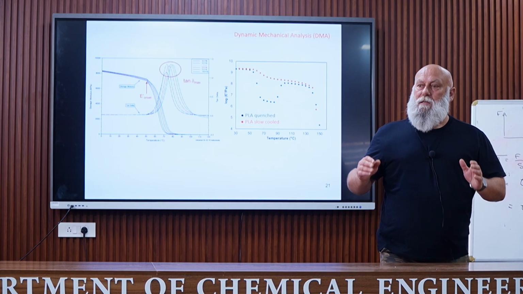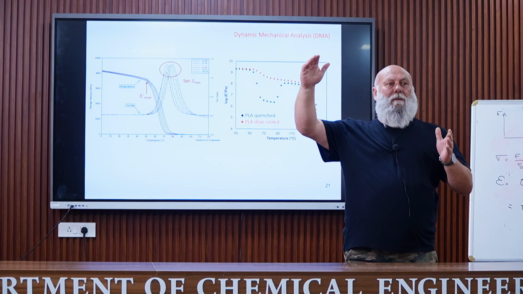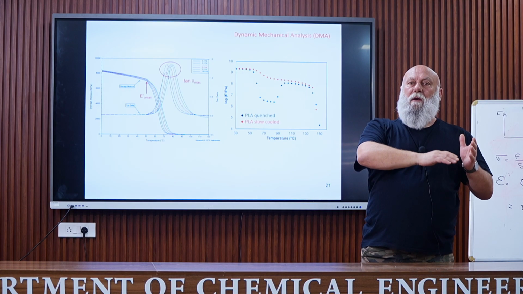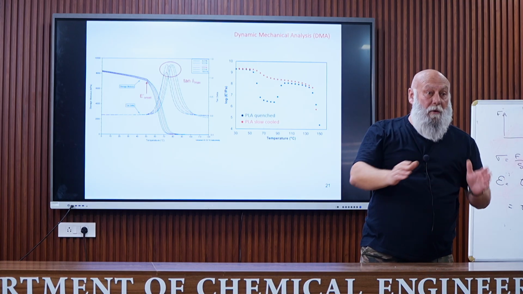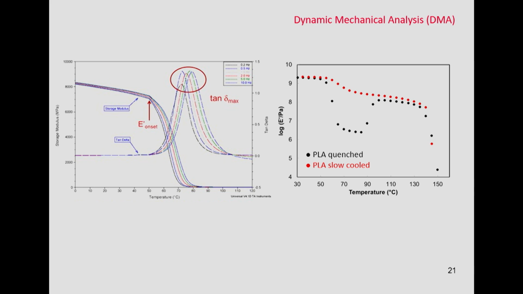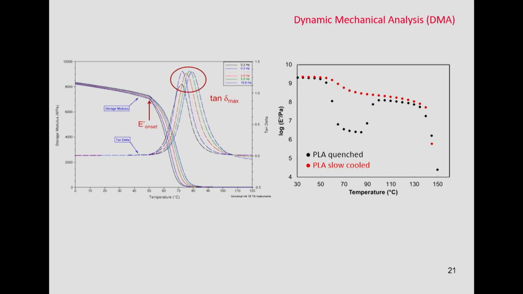So it means that it's not possible to scan the range from 140 to minus 100 fast enough to avoid the crystallization. But for some other polymers, it's possible. For example, for PLA, the melting point is around 150 degrees Celsius. The Tg is around 60 degrees Celsius. You have two curves.